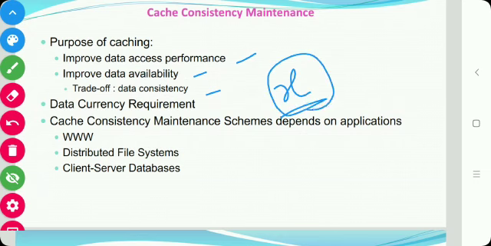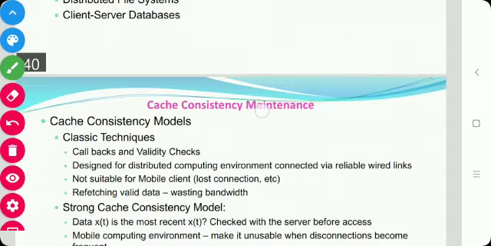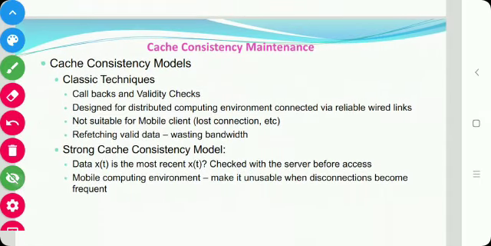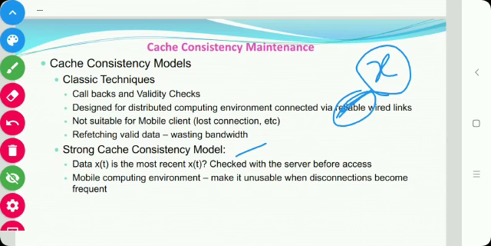So in the strong cache consistency model, it implies that whenever data item X is accessed, checks are performed in consultation with the remote server where X is stored. The consultation is performed with that server to determine whether the cached value of the data X is most current or not.